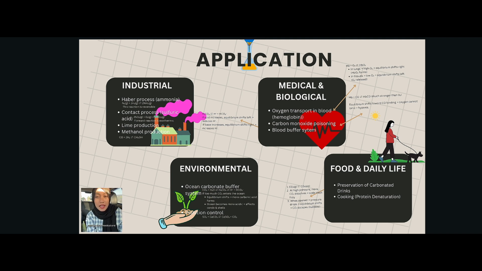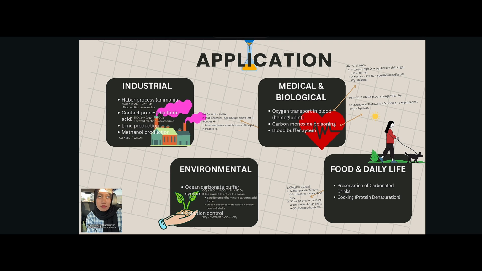Then next we have medical and biological applications. First is oxygen transport in blood, which involves hemoglobin. This application explains why oxygen delivery increases during exercise. And then we have carbon monoxide poisoning. The poisoning can be treated by giving pure oxygen. It shifts the equilibrium back toward hemoglobin binding oxygen. Then we have the blood buffer system. The application is to maintain the pH of blood around 7.35 to 7.45.